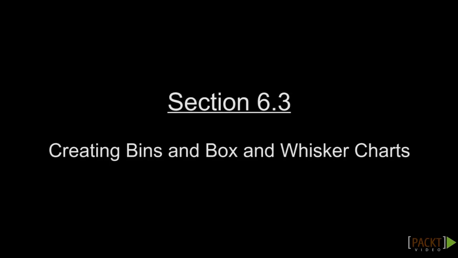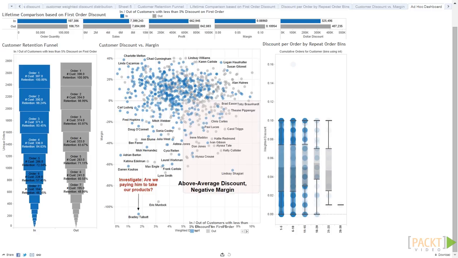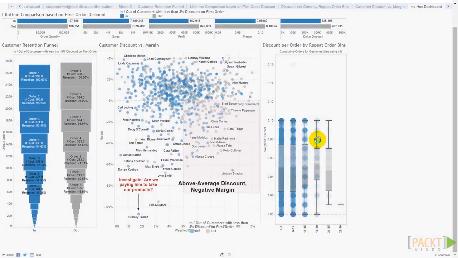In the last video, we looked at two of Tableau's bucketing options, sets and groups. In this video, we'll look at a third method called bins. We'll also build a box and whisker chart. Bins are a special type of bucket for grouping numerical data into equally sized intervals. These are very useful for creating histograms or reducing noise within our visualization.